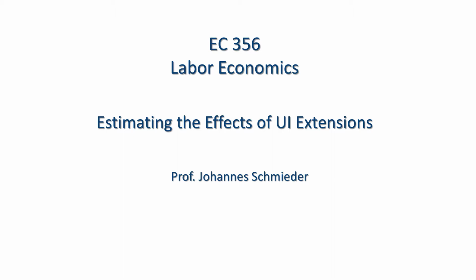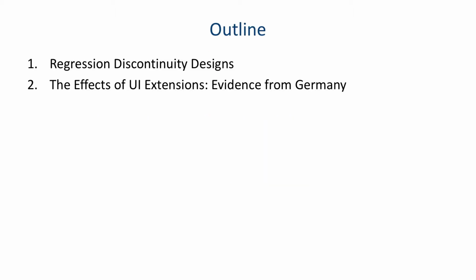In today's video we will discuss how one can get plausible estimates of the effect of UI benefit extensions on workers' unemployment durations. We will also cover a new empirical method that has been very influential in economics, the regression discontinuity design, to show how this has been used in the context of studying unemployment insurance. The video consists of two chapters. In the first chapter, we will cover the regression discontinuity design and how it can be used to obtain causal estimates of the effects of UI. The second chapter will then illustrate this by discussing a research paper that studied UI extensions in Germany using such a regression discontinuity design.